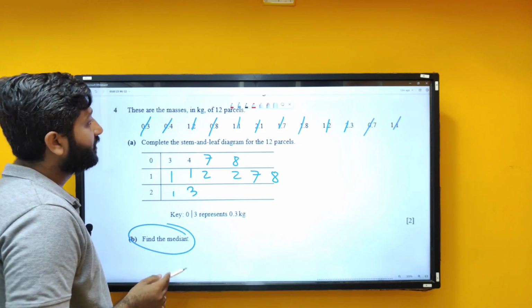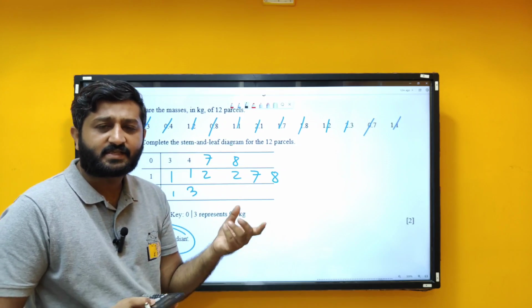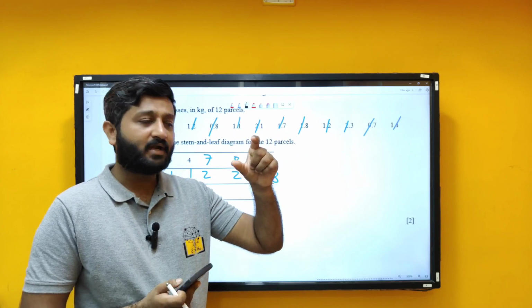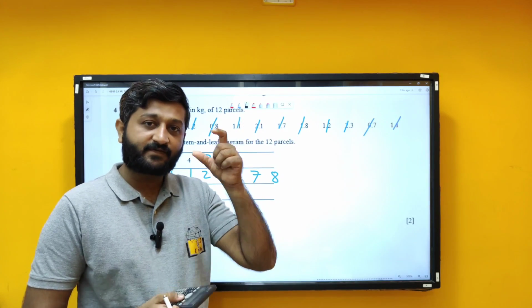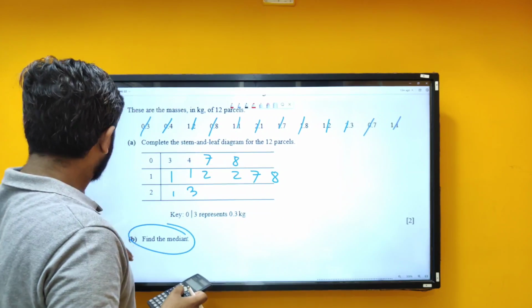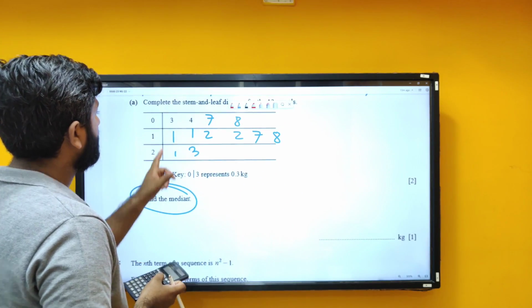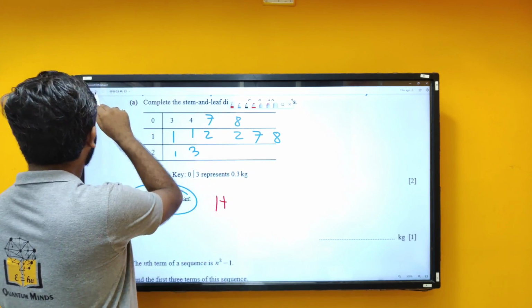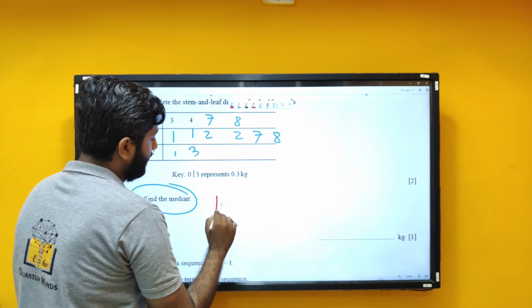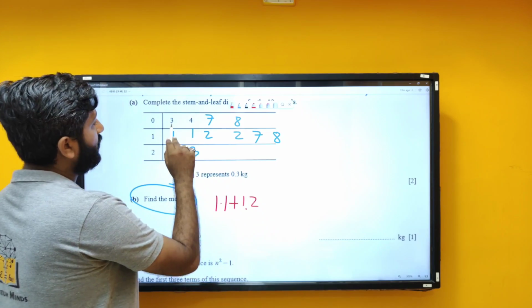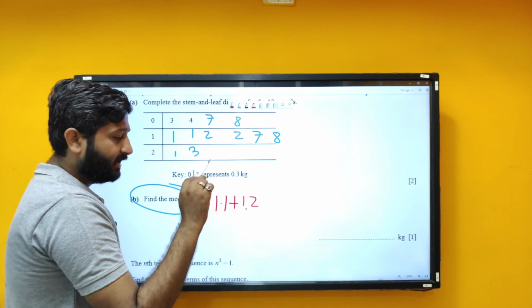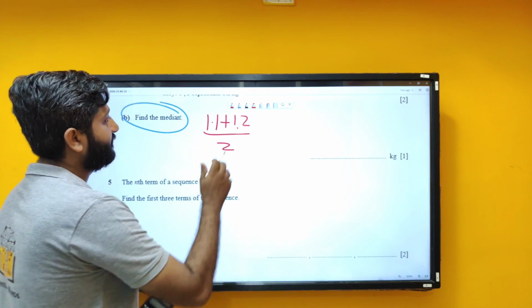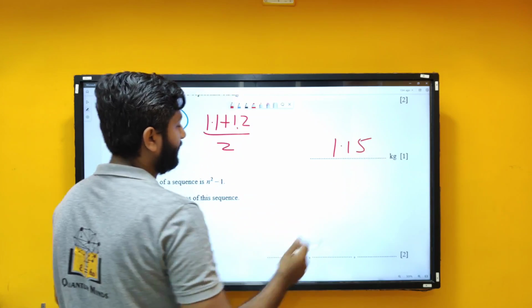Now we are supposed to find the median. As we know, guys, the number of observations is 12, which is an even number. So the median is the average of the 6th and 7th observations. The 6th observation is 1.1 and the 7th is 1.2, divided by 2. So the median becomes 1.15.